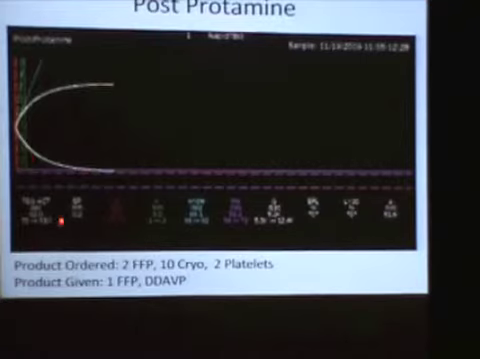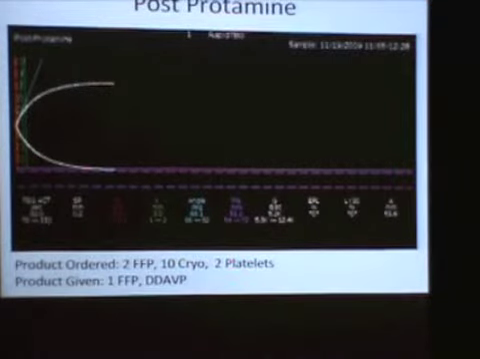Post-protamine, they ordered 2 FFP, 10 cryo, 2 platelets. Her factors are normal. Her fibrinogen is a little bit hypo. And see, her clot strength is 85% of 5.2. 90% of 5 will run it off about 4.5, which is less than 5.3.